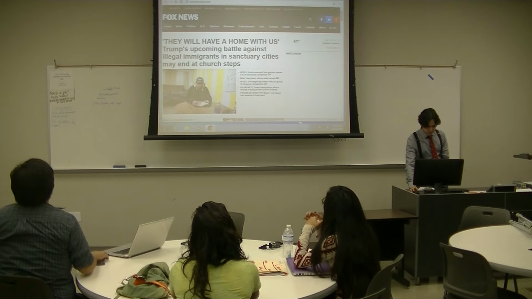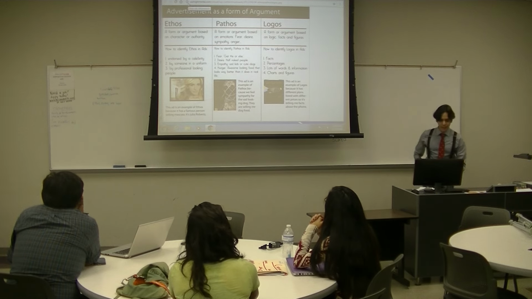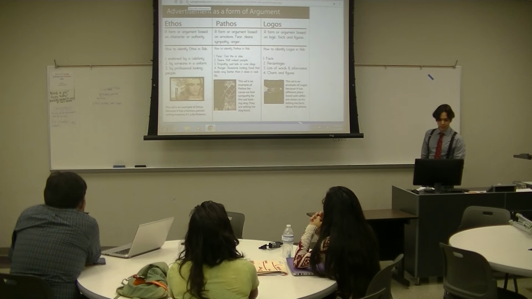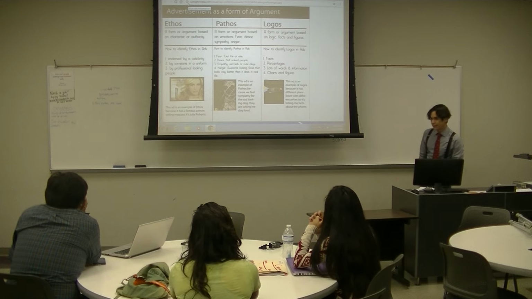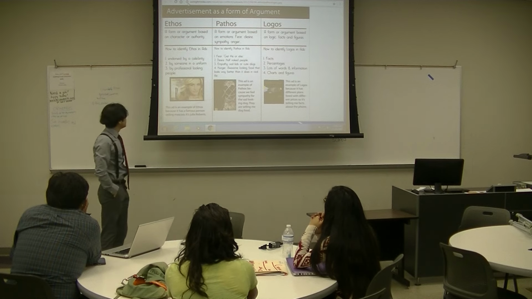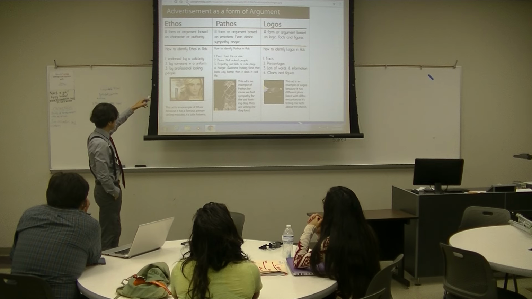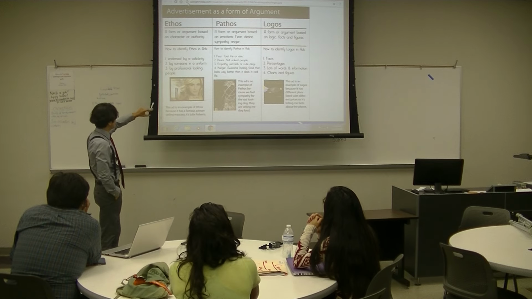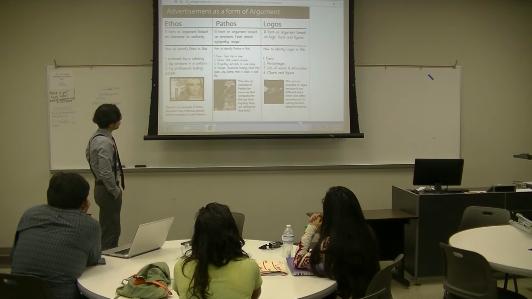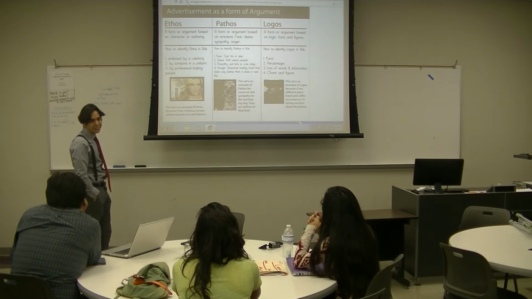All right, so ethos. Ethos is a form of argument based on character or authority. This one's a perfect example. It can be endorsed by a celebrity, by someone in a uniform, by professional-looking people. So it can be used by someone who has a kind of authority.